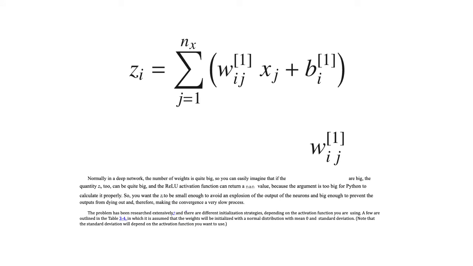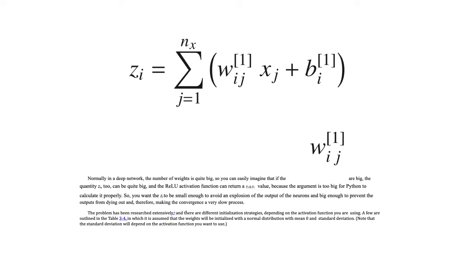Normally in a deep network, the number of weights is quite big, so you can easily imagine that if they are big, the quantity Z^[2] can be quite big, and the ReLU activation function can return a NaN value, because the argument is too big for Python to calculate it properly. So, you want the Z to be small enough to avoid an explosion of the output of the neurons and big enough to prevent the outputs from dying out and, therefore, making the convergence a very slow process.